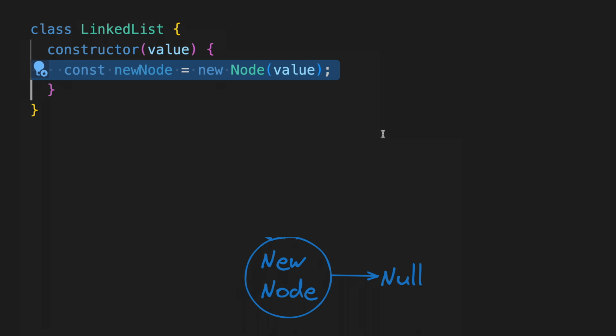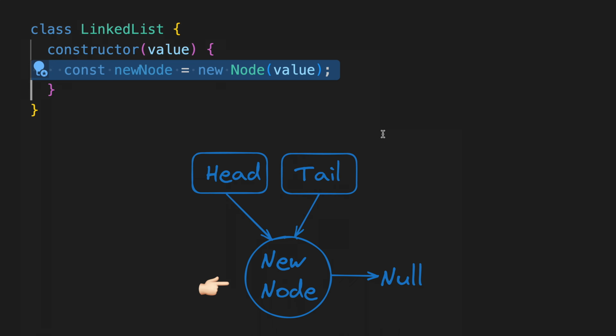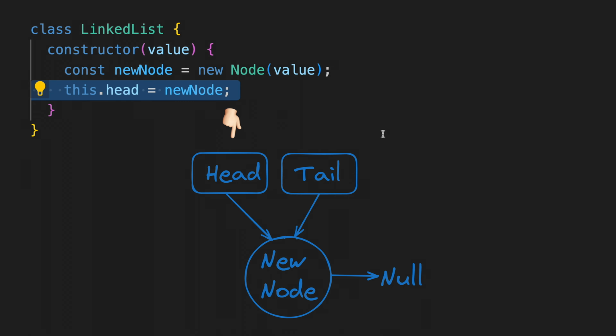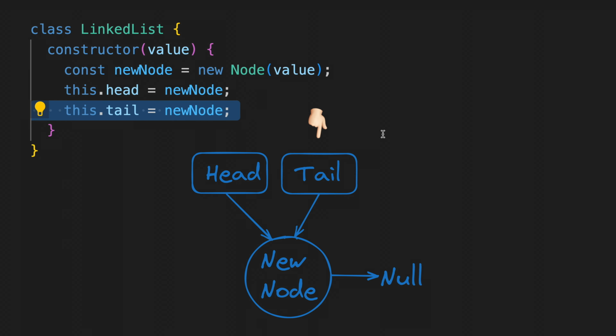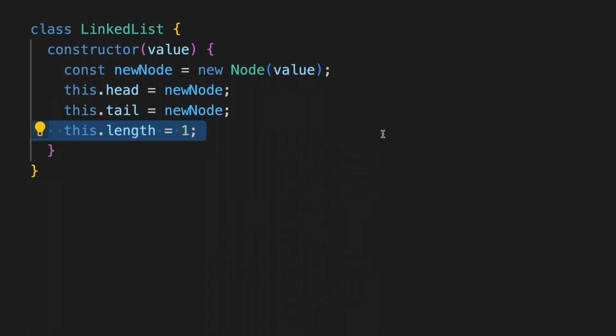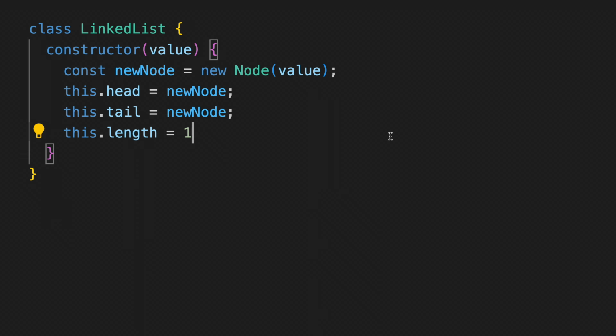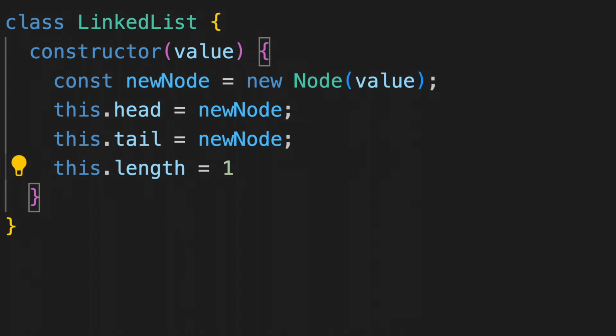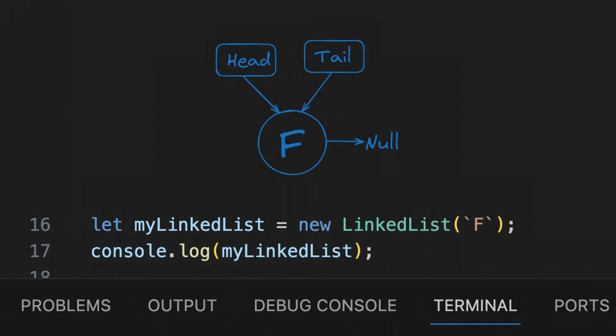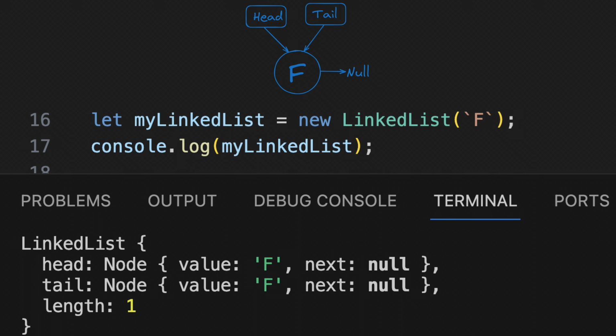Okay, do you remember that our linked list has a head and a tail? As right now there is only one node in this linked list, we will set this dot head is equals to new node and this dot tail is equals to new node. Let's also set this dot length is equals to 1. We have just created the constructor for our linked list. It will return a linked list with one node, that is the new node, which is pointing to null, and the head and the tail is pointing to the new node.